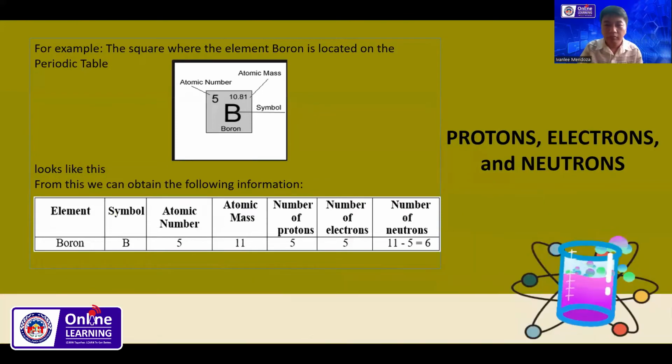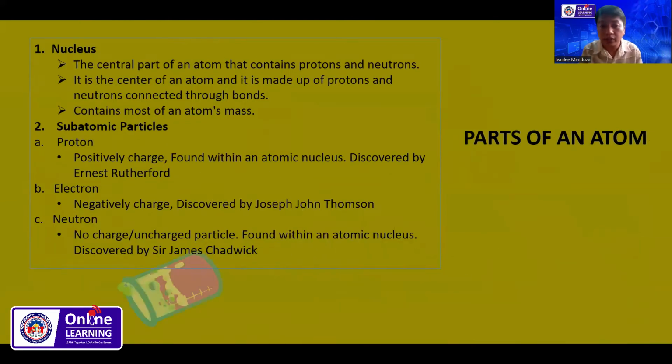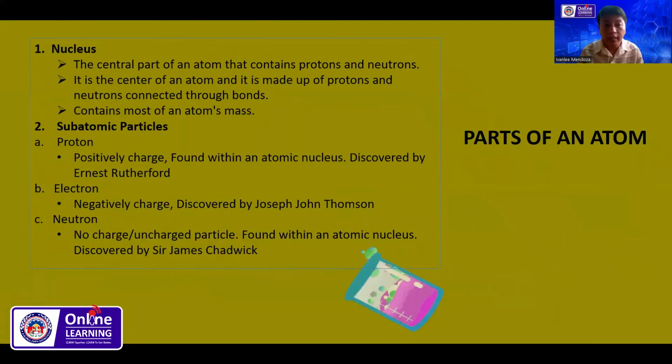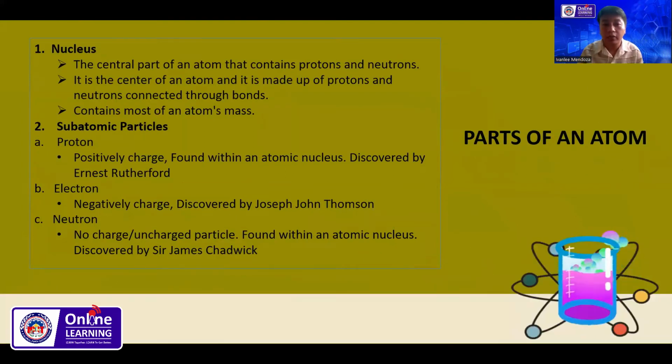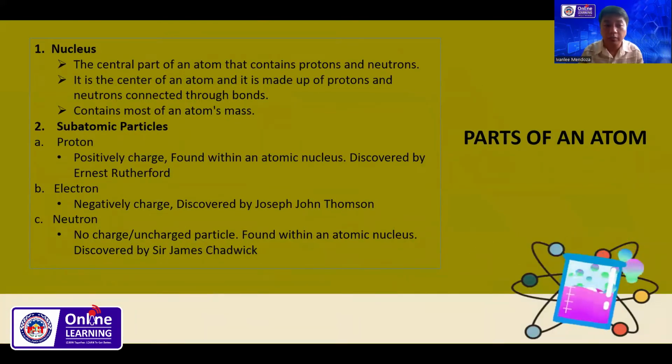Now, we have here the parts of an atom. The first one is the nucleus. The nucleus is the central part of an atom that contains protons and neutrons. Second, it is the center of an atom and it is made up of protons and neutrons connected through bonds. Third, it contains most of the atom's mass.